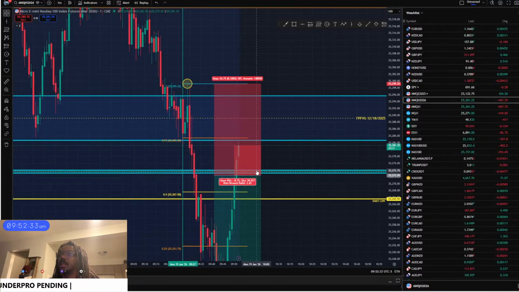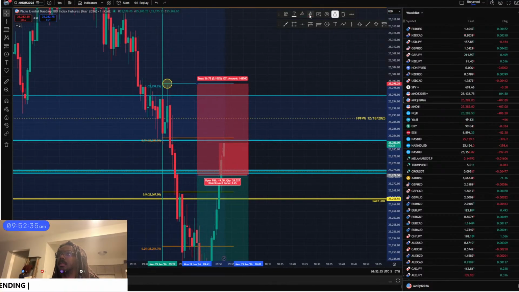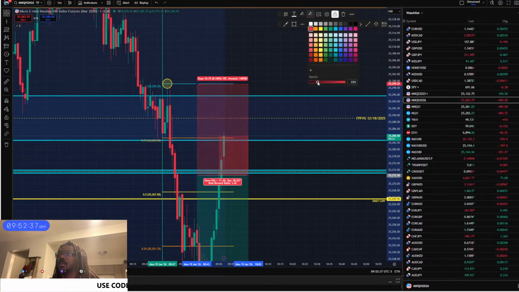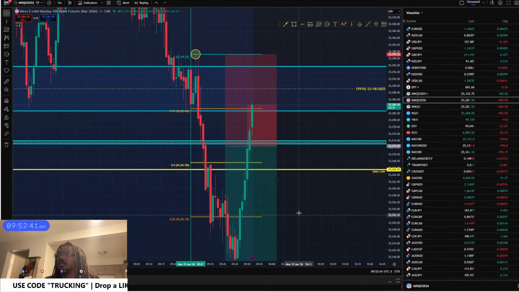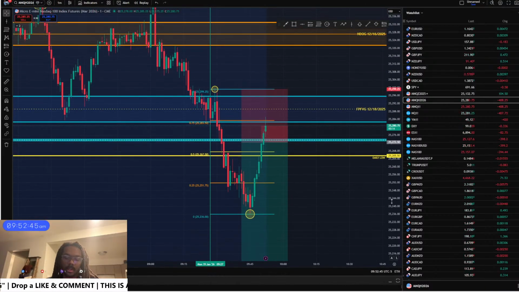We just broke above this first presented fair value gap right here. Let me lighten this up a little bit. But these order blocks may hold price down, give us a really good risk to reward right here. So right here, I'm actually going to take a sell.